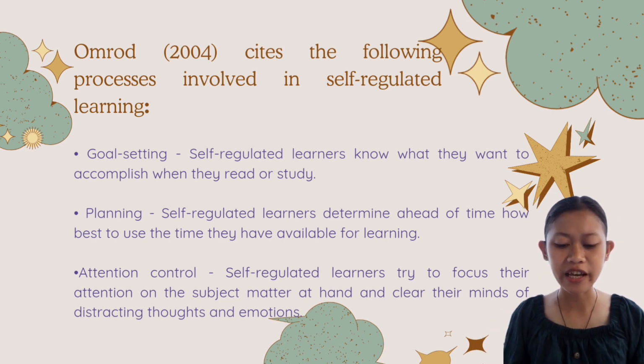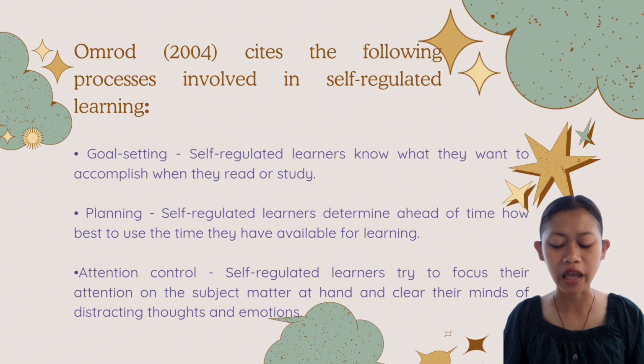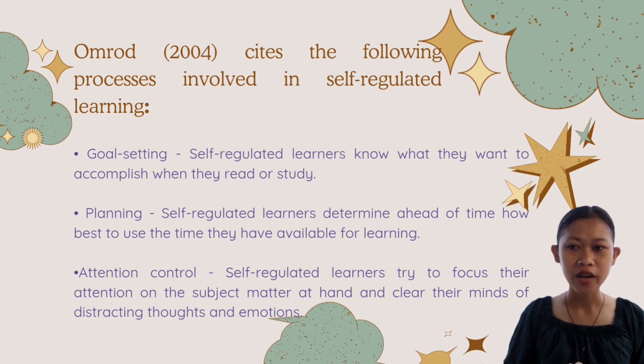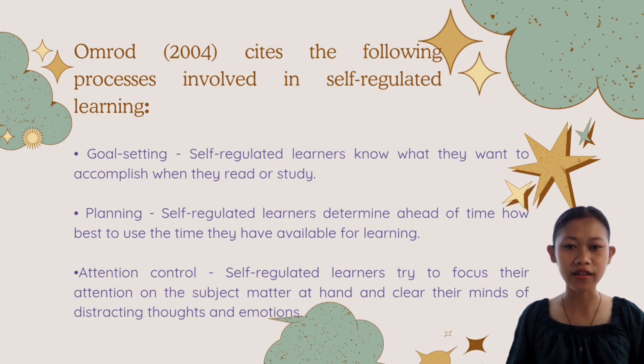Planning. Self-regulated learners determine ahead of time how best to use the time they have available for learning. So, example ani is kanang gitagaan ka ni teacher og kanang project. Then, wa pa kagagama as project, dapat magplano ka una as imong schedule.